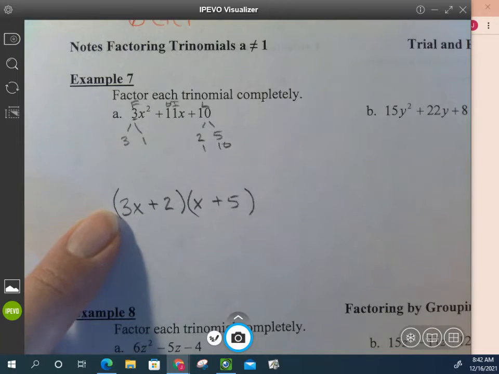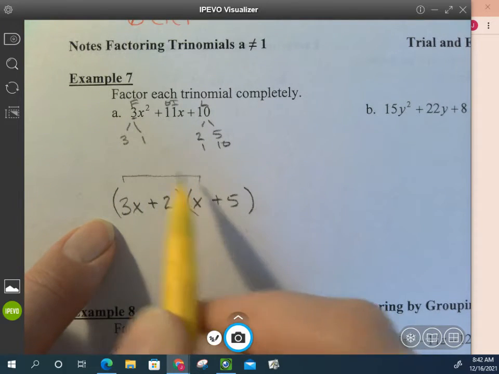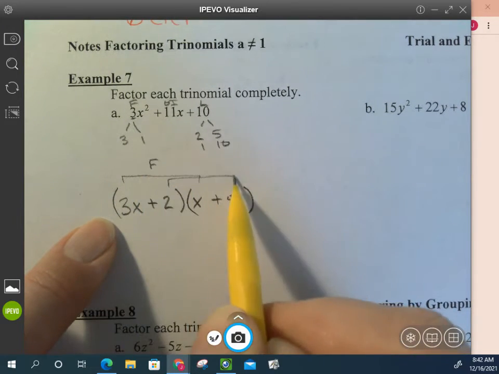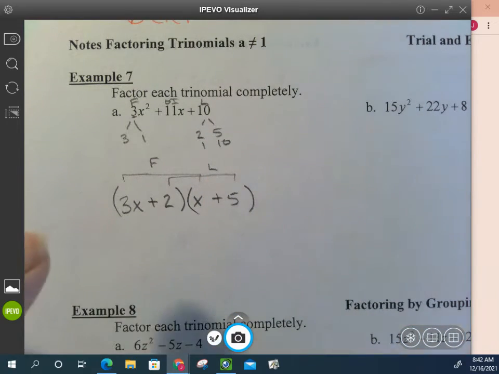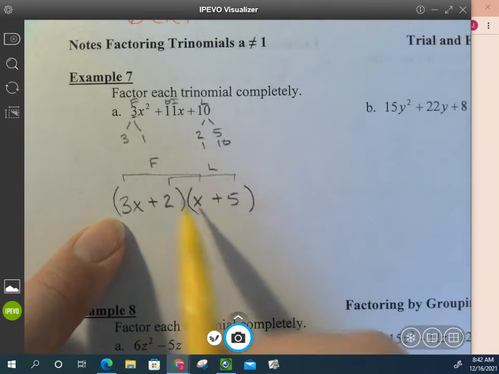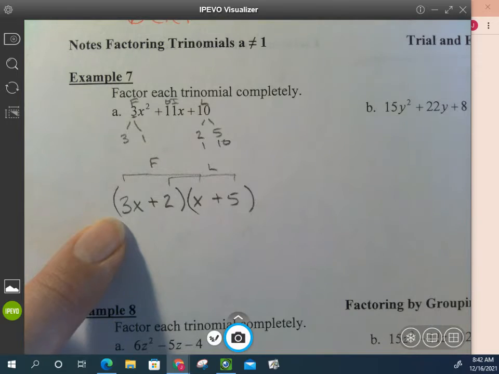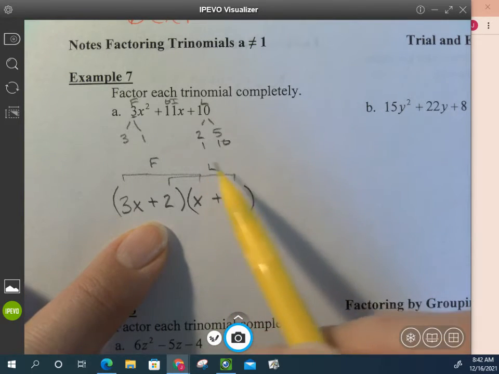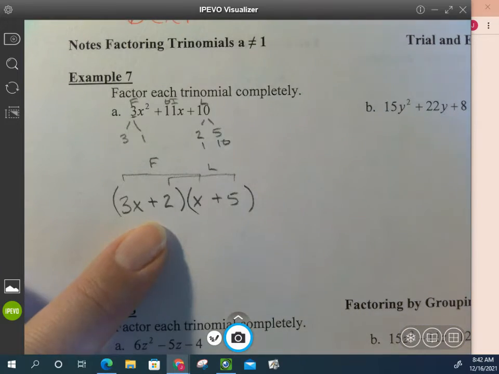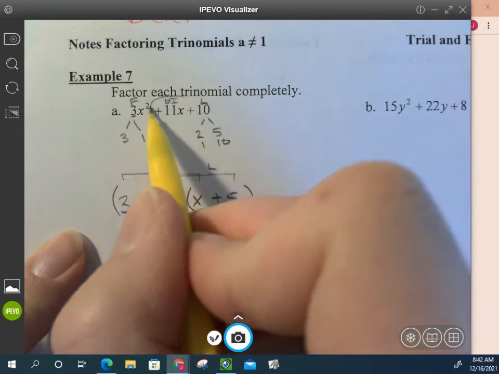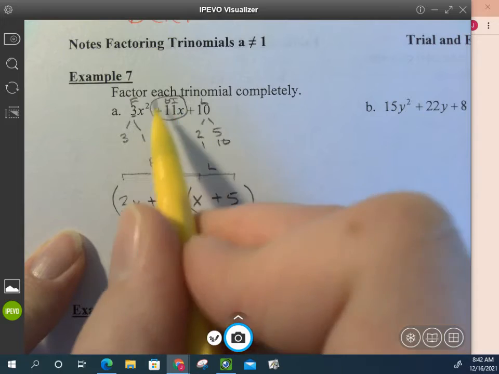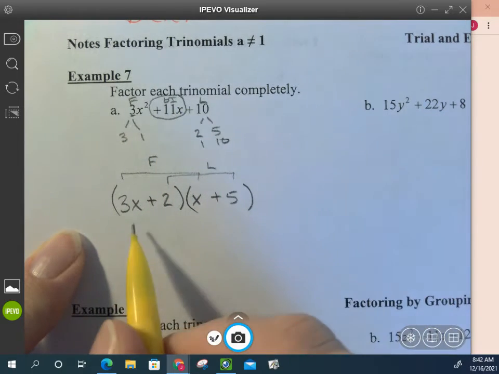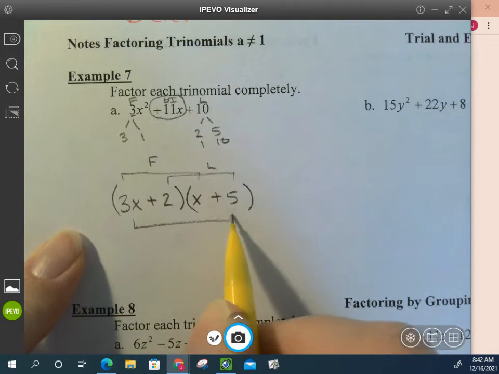Basically, what I need you to understand is that we set our first and we set our last. This is me saying, okay, these are my only options, so I'm not stressed about first. I can check that off my list. But my answers could have a 2 and 5, 5 and 2, 1 and 10, 10 and 1. I have to decide. So I'm looking for the right combination for this outer and inner. I need the right combination for the OI. So you need to get in the habit of checking.